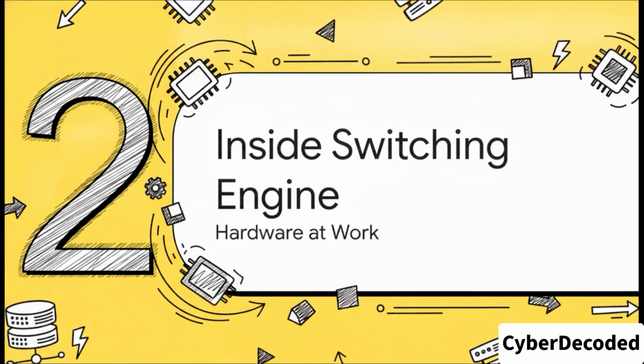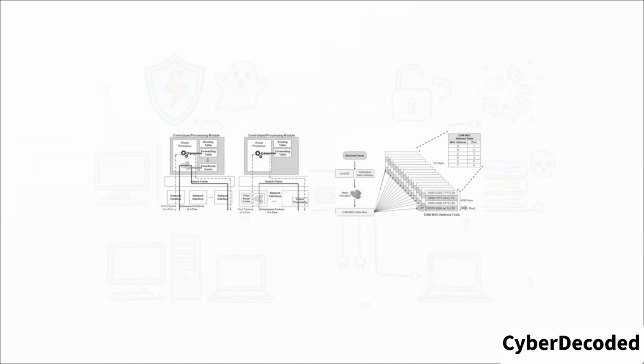Moving right along to Section 2, inside the switching engine. So we know what a switch does at Layer 2, but how on earth does it physically process this massive volume of data at lightning speed? Notice the centralized processing module, and right next to it the memory lookup structure. When a frame hits an interface, the switch doesn't casually ping a software program to ask what to do next. No, it relies on highly specialized hardware chips called ASICs, application-specific integrated circuits, to perform these raw, hardware-level lookups against a wildly optimized memory table.